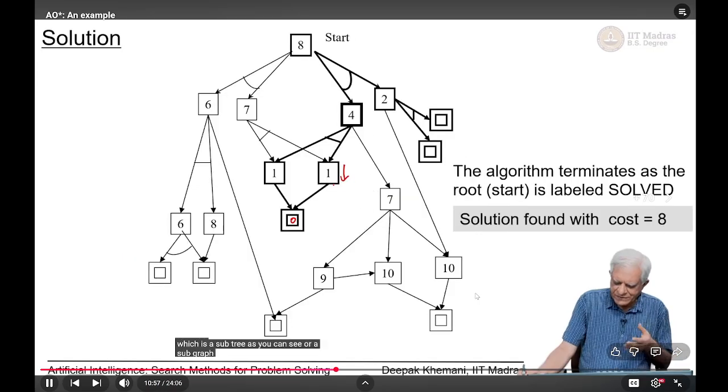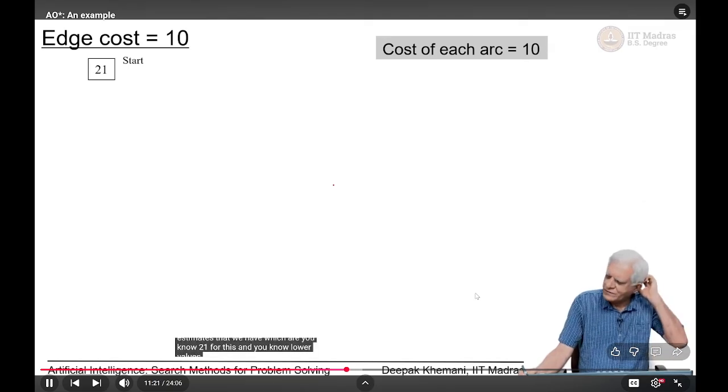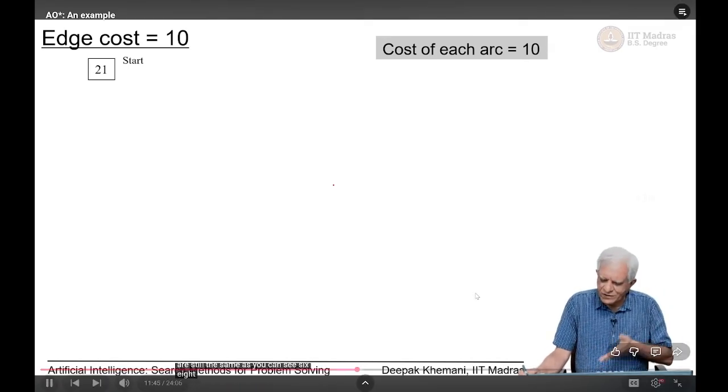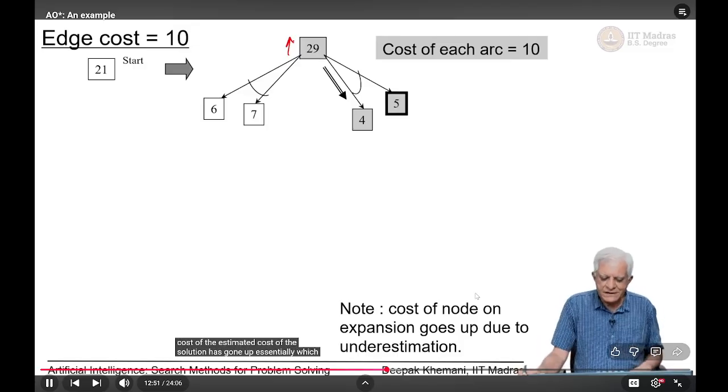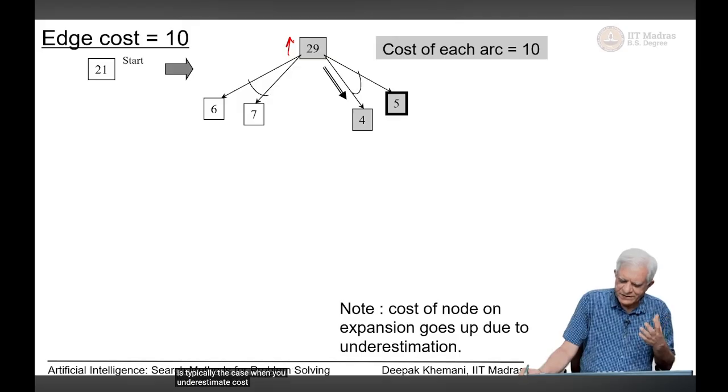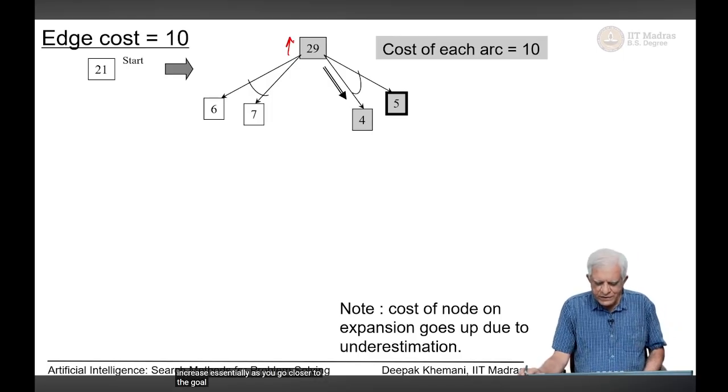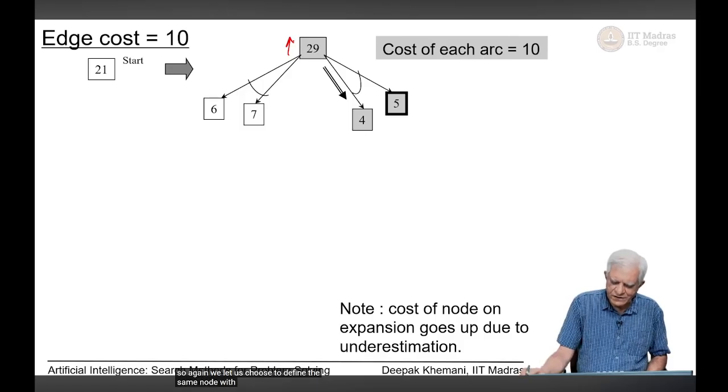The values 21 for this and lower values for that are likely to be underestimates, because the estimated cost of the solution has gone up essentially, which is typically the case when you underestimate cost. If you remember the A-star algorithm, as we went closer to the goal the F values were increasing, and especially when the heuristic function satisfied the monotone or consistency condition, they were provably known to increase as you go closer to the goal. So again, let's choose to define the same node with the heuristic value 5.